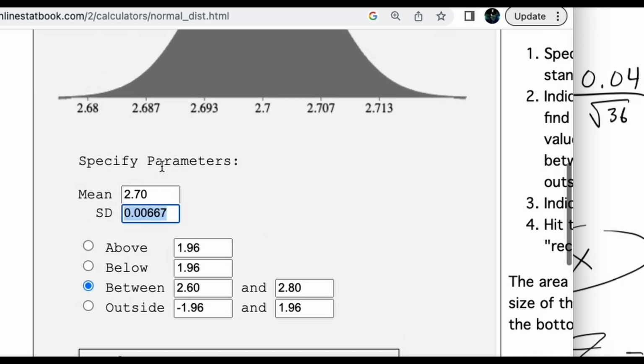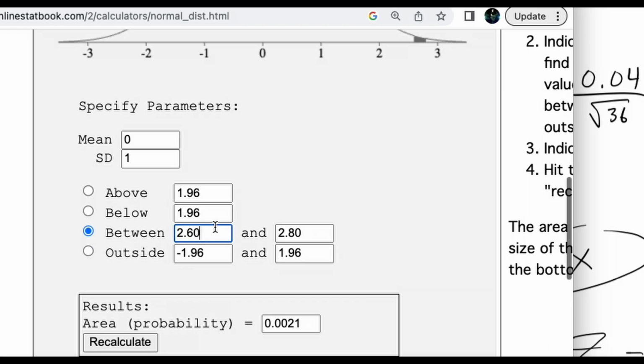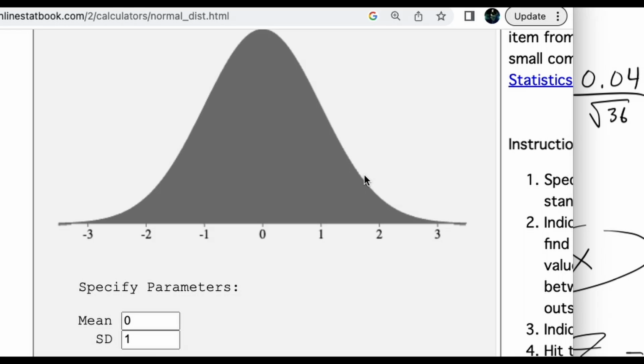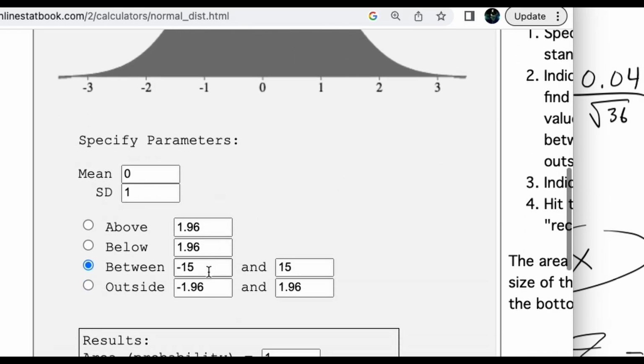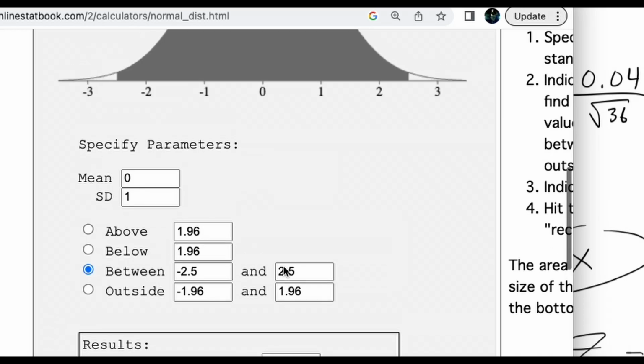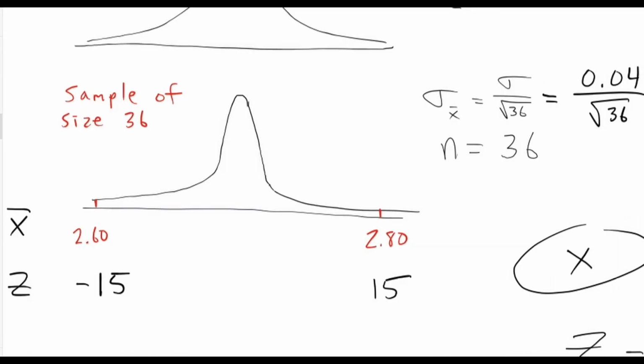Keep in mind that if we wanted to draw this same picture without the mean and standard deviation, just do 0 and 1, and then tell it you want to be 15 standard deviations below the mean and 15 standard deviations above the mean. How much area is that? It's the whole thing. If you were to do the negative 2.5 and 2.5, that's 98%. But we are talking about negative 15 now and 15. So the answer is that the probability is about 1.